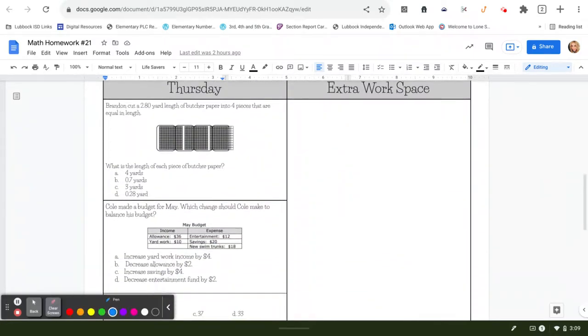Okay, next. Brandon cut a 2 80/100 yard length of butcher paper into 4 pieces. He cut them up that are equal in length. What is the length of each piece of butcher paper? This is simple division. You could even use this model.